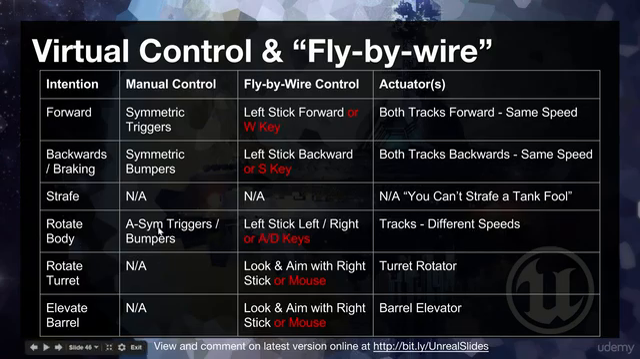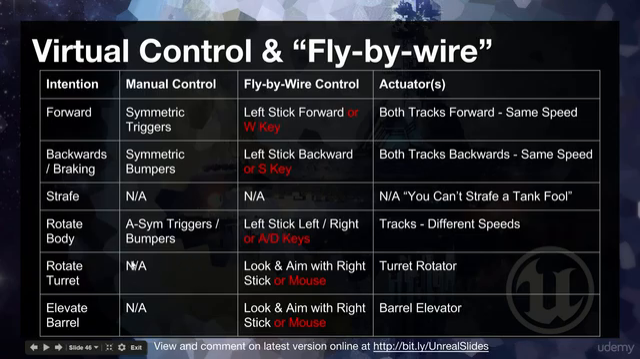But rotating the body, how would you do that? Well, you'd use asymmetric triggers or bumpers on the manual controller, or you'd simply use the left stick, left or right, if we're going for fly-by-wire control on the controller, or the A or D keys would be another way of doing that, and that would rotate. Tracks, different speeds. So that's the actuator. What we're saying here is that the actuator is the tracks, and in order to cause a rotation, they just need to move at different speeds. Any different speeds and it will rotate. How different the speed is determines how fast it rotates.